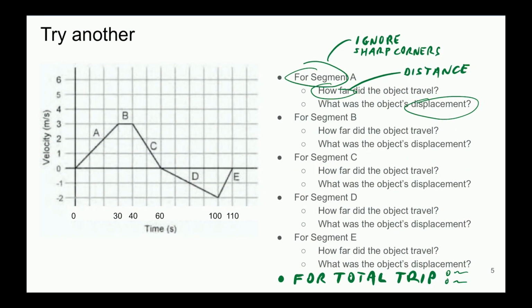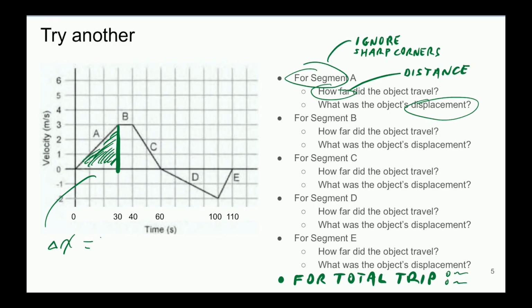Okay, so let's try one here. This is a little more interesting than the rectangular one we looked at. I'm going to focus on segment A here, and I'm going to look at the area under the curve. For segment A, I can determine that the displacement, which is the area, is 3, which is the height, times 30, that's 90. But I have to divide by 2 because it's a triangle. So the displacement, delta x, is equal to 3 times 30 divided by 2, 45. So that's 45 meters. Done. I just looked at the area of that geometric shape.